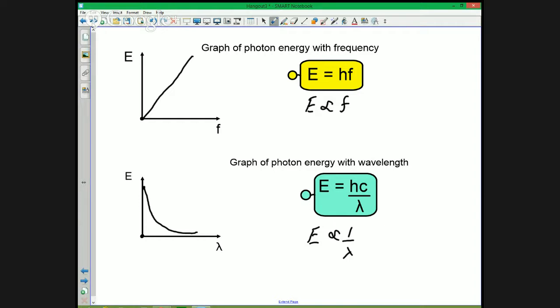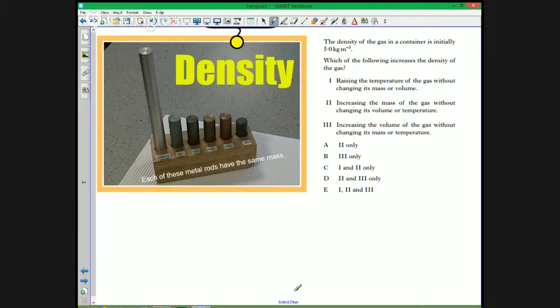Let's move on to our next starter question for tonight. I wonder what it will be. Oh, it's density. Now there's a very good picture, because all these rods here are made up of different material, but they've all got the same mass. So each of these rods has the same mass, but obviously they're occupying different volumes. And that's what we mean by density.